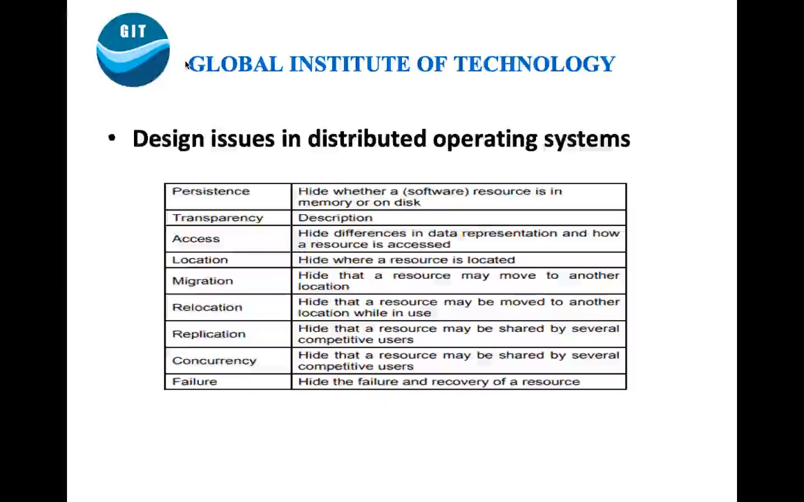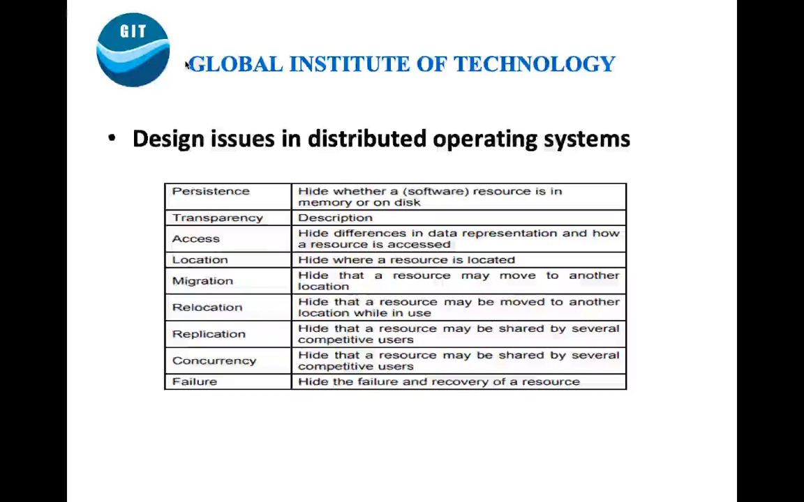Design issues in distributed operating system. First one is persistence, second one is transparency, third one access. Access means hiding differences in data representation and how a resource is accessed. Location means hiding where a resource is located. Migration means hiding that a resource may move to another location. Relocation means hiding that a resource may be moved to another location while in use.